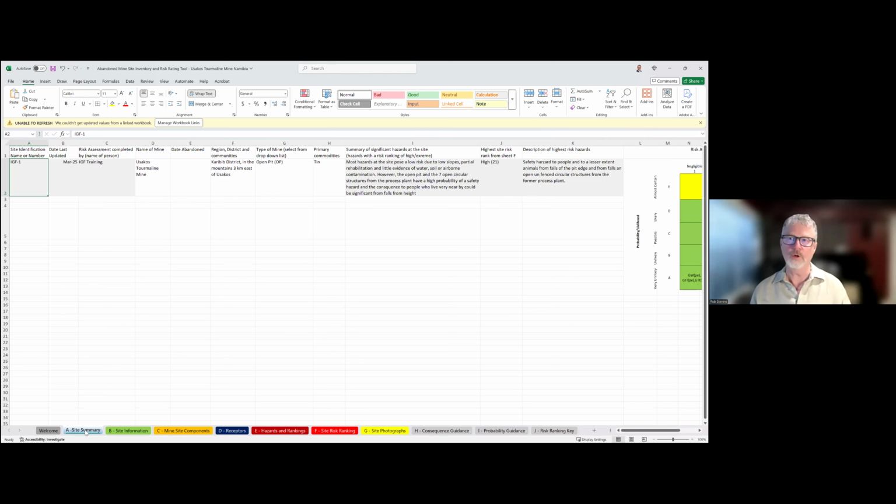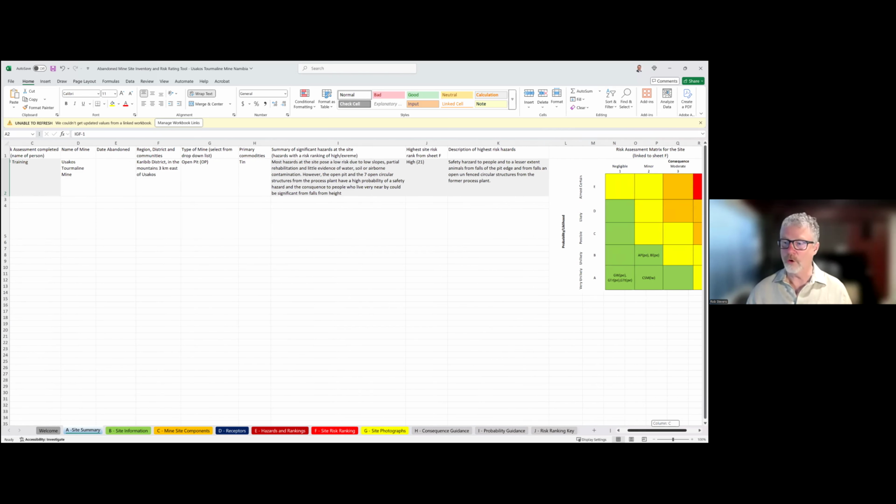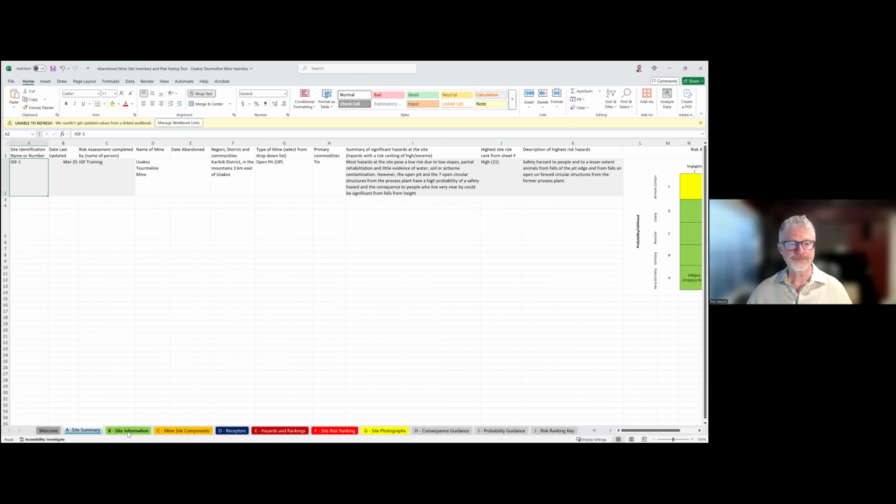So for example, if you were going to be assessing 15 sites in your region, then once you've completed this site, which is the Usukos mine, you would extract this particular tab into a second spreadsheet, which then becomes the inventory of all of the sites. So this is really just our high-level summary. And it does have in it, right at the very end, the completed inventory, the risk assessment matrix, basically. So that is automatically transferred over as you work your way through the tool.